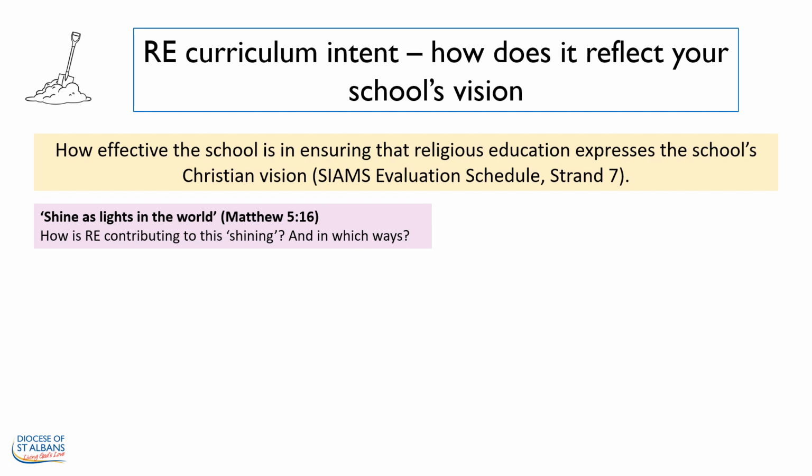So first of all, there may be a school that has underpinning their school's distinctive Christian vision this verse of Matthew 5:16. We want pupils and staff to flourish, and we want them to shine brightly as lights in the world. Wonderful. But how is that then impacting and informing the school's RE intent? So I might want to ask, okay, well, if everything the school is doing is supposedly there to enable pupils to shine as lights in the world.